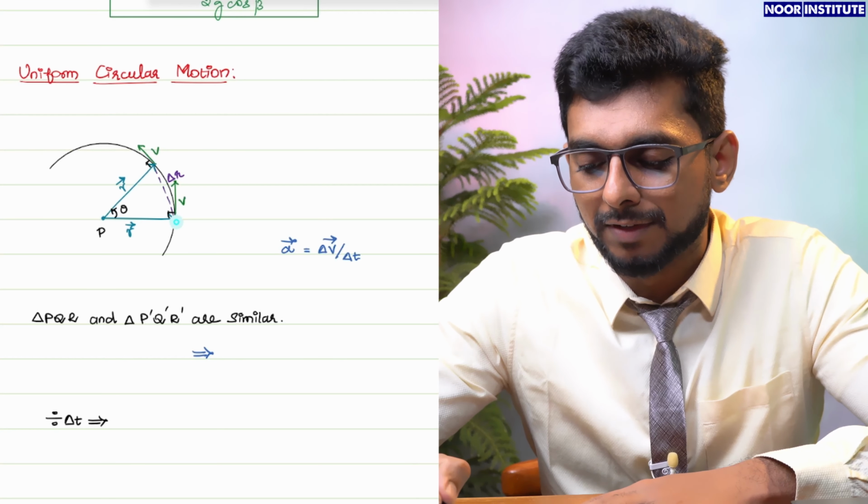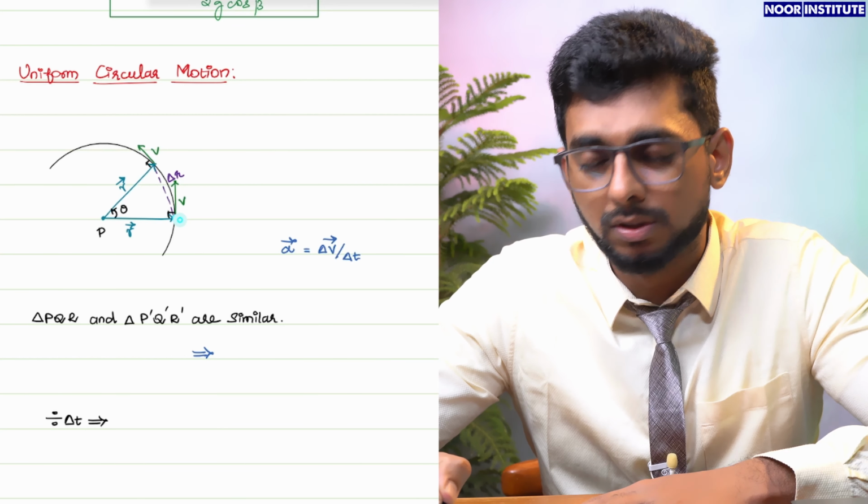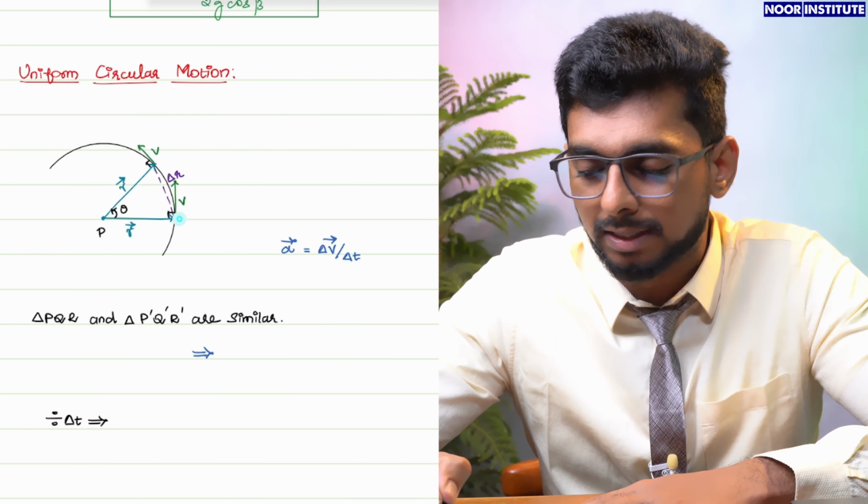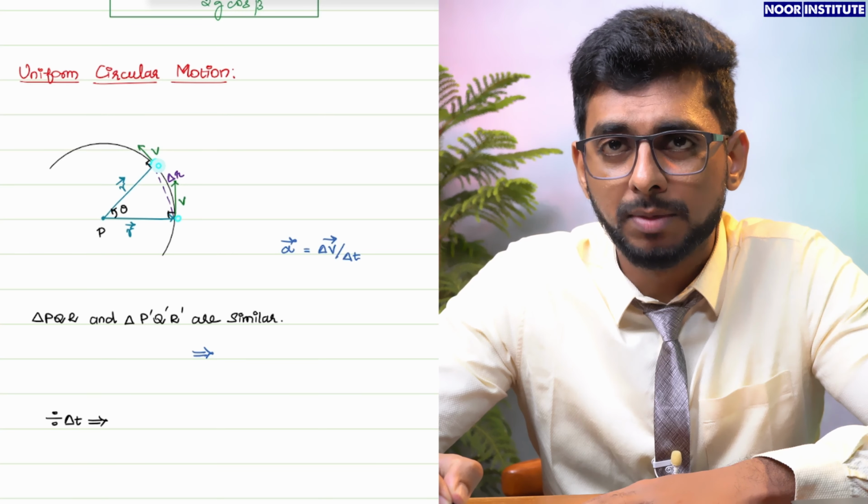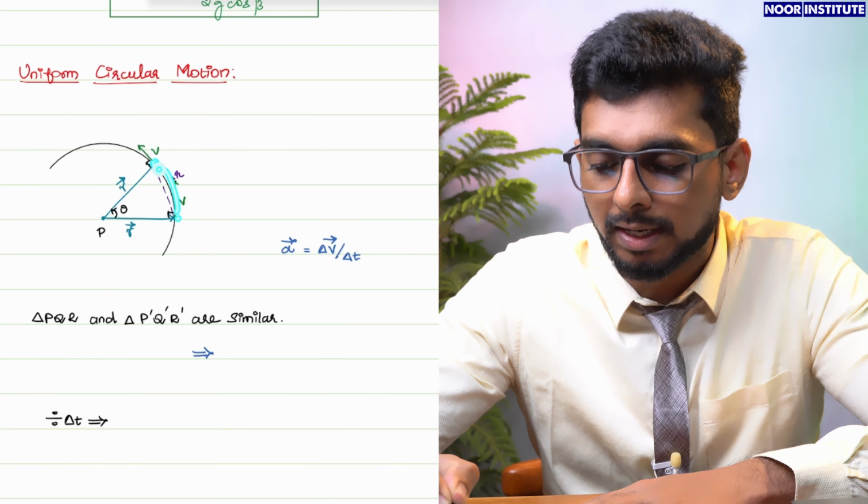Whenever an object is moving in a circular path, you need an acceleration. That acceleration is called centripetal acceleration. Let's see in which direction the acceleration is acting and what is its magnitude. So in this situation, I've considered an object. Let me consider this to be the initial position, and this will be the final position. It is moving in a circular path.